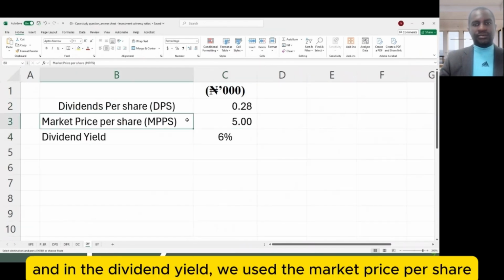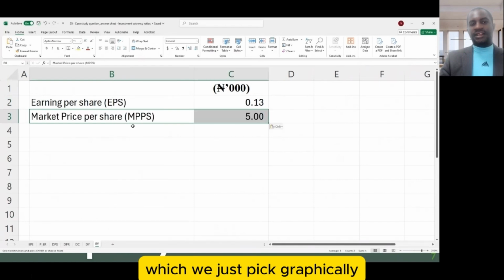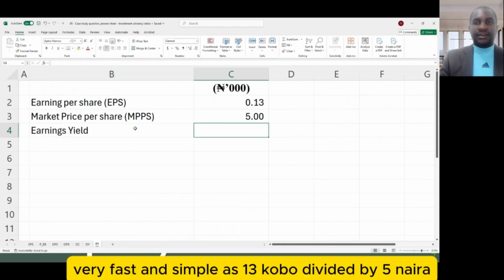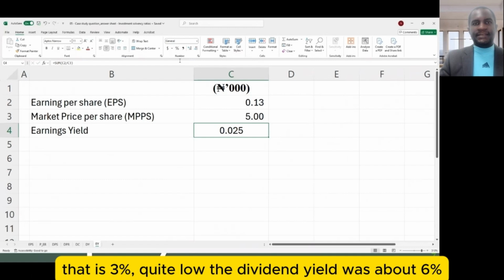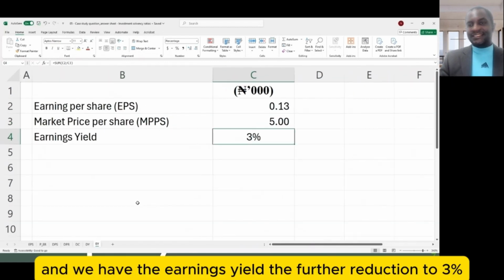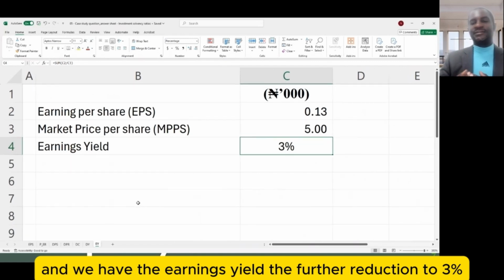And as in the dividend yield, we use the market price per share, which we just picked graphically. And we have our earnings yield, very fast and simple: 13 kobo divided by 5 naira. That is 3%, quite low. The dividend yield was about 6%, and we have the earnings yield, a further reduction to 3%.